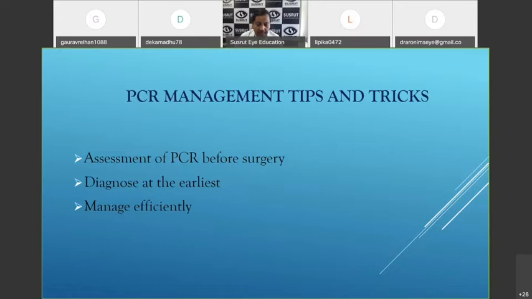So the first trick will be assessment of PCR before surgery. If there is any PCR during the course, diagnose it at the earliest. And the third most important part is to manage it efficiently, step by step.